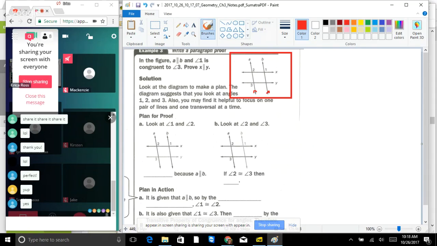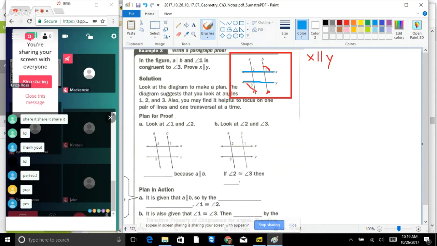We know that angle 1 is congruent to angle 3, and we want to prove that X is parallel to Y. So before we get into all this stuff, let's think about how we can eventually prove that X is parallel to Y. So if we look at X and Y, and I'll erase these off of here, here's X and here's Y.